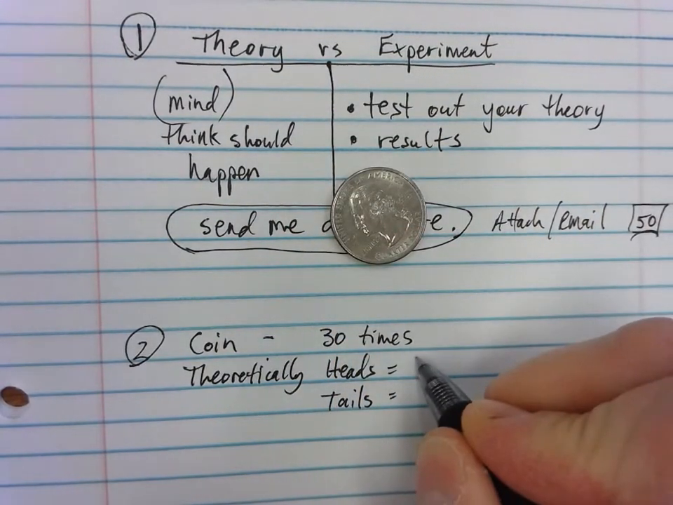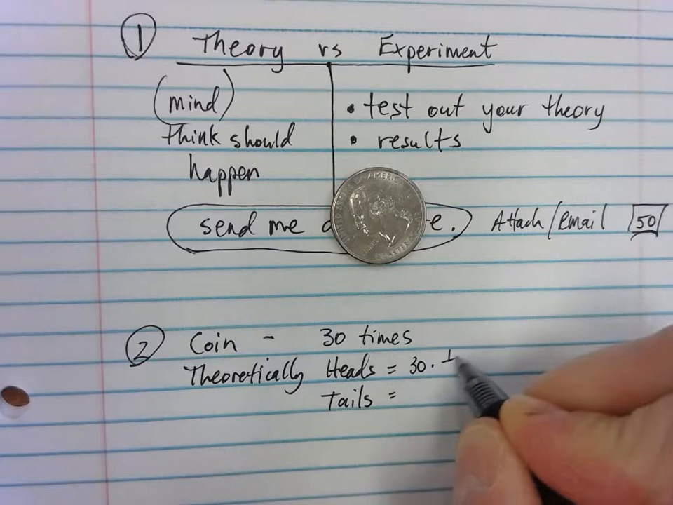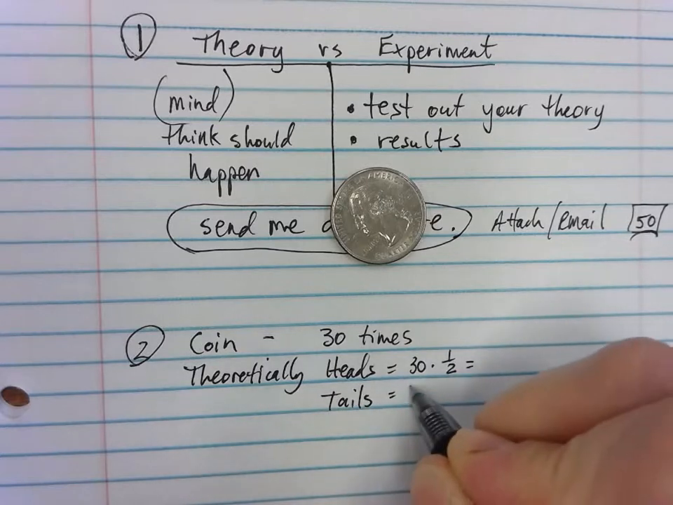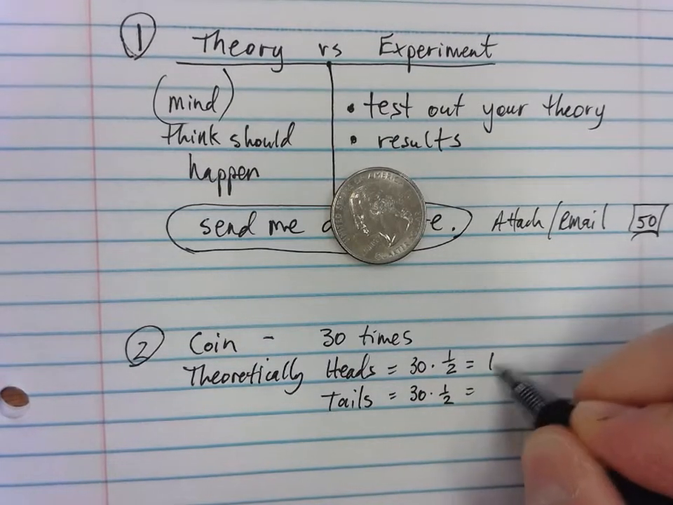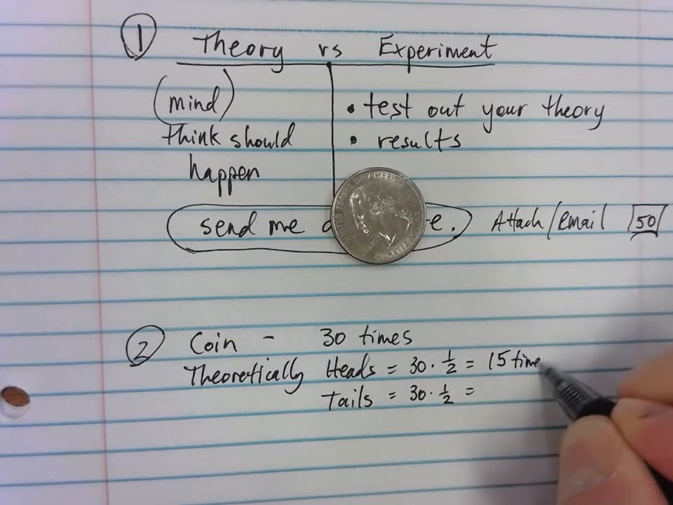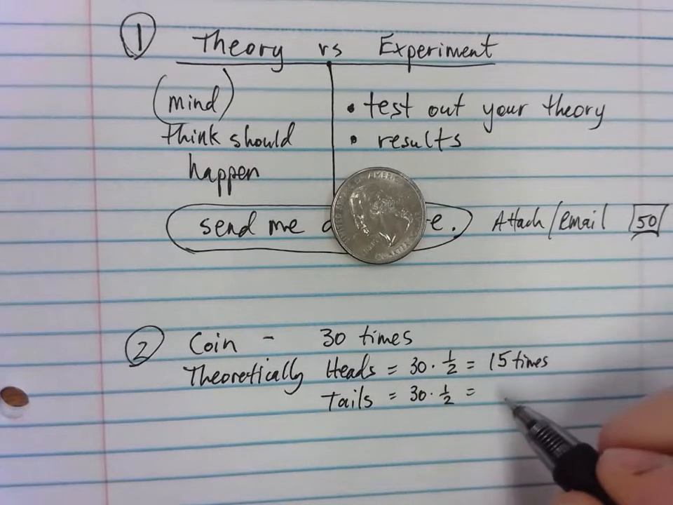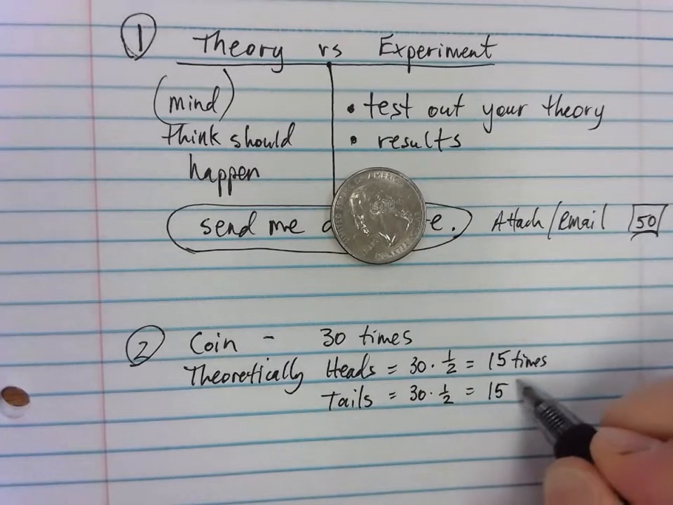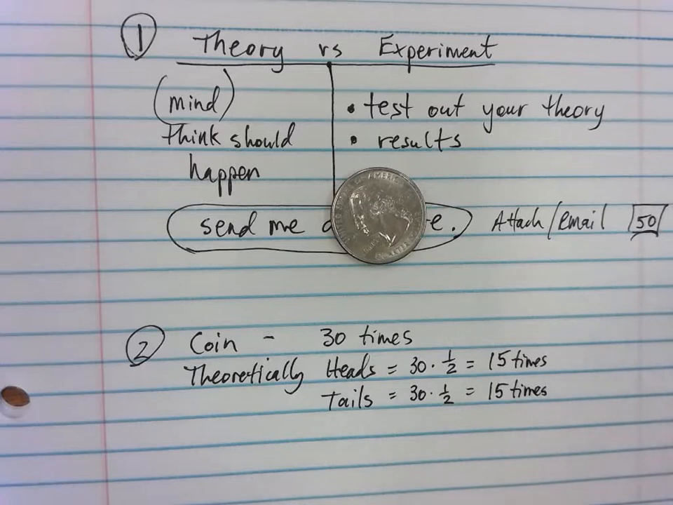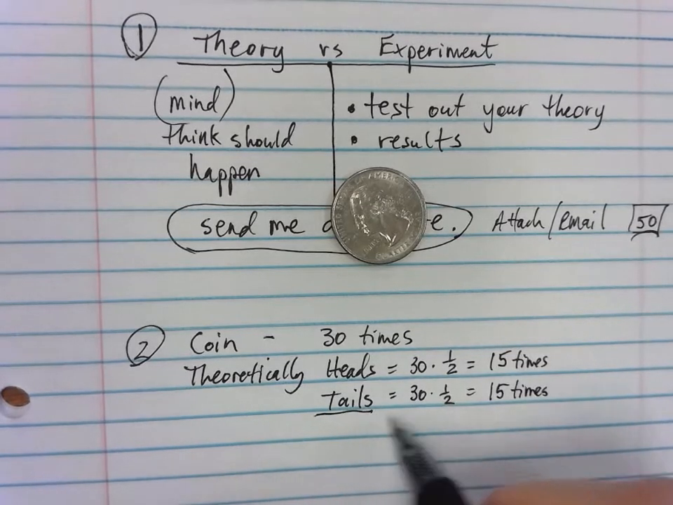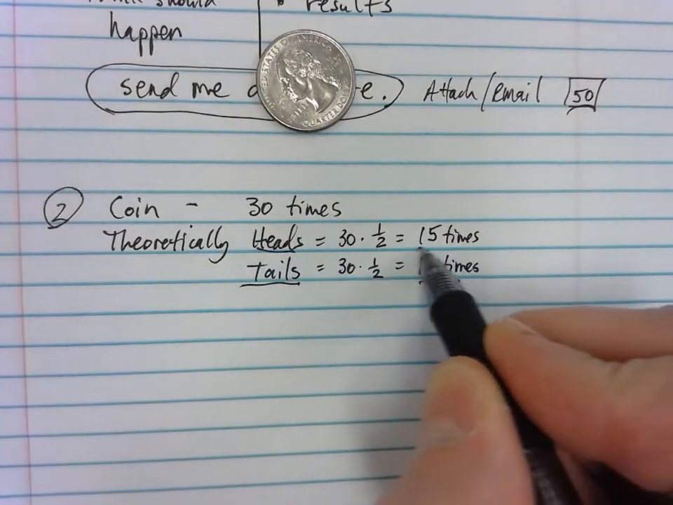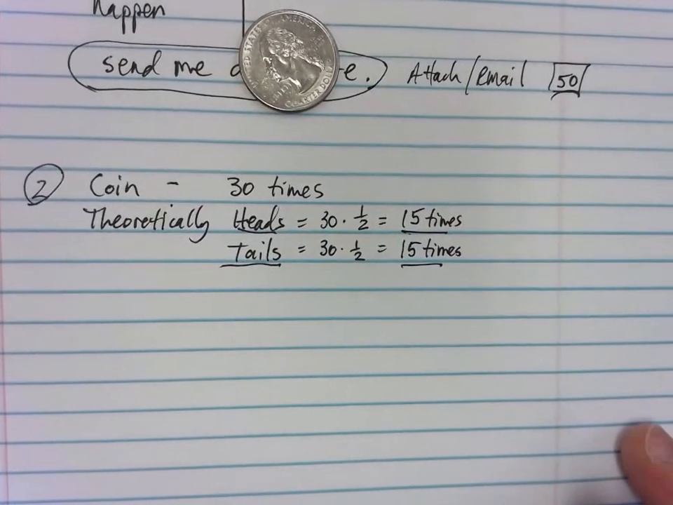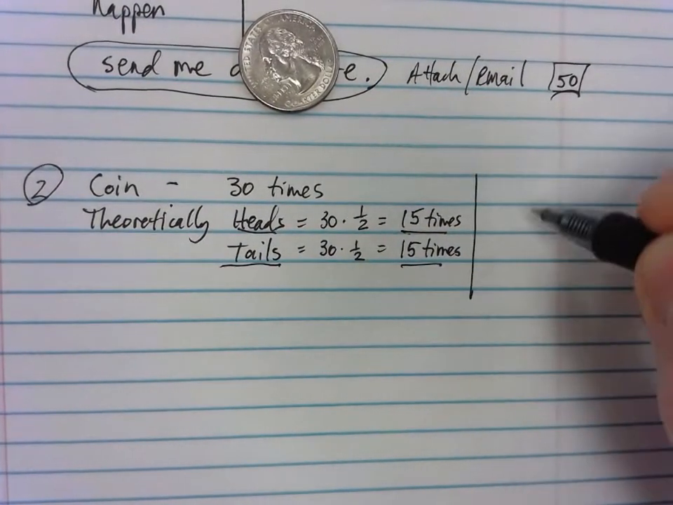So to get heads, you do 30 times a half, and to get tails, you do 30 times a half. Well, what's half of 30, smart folks? Half of 30 is 15. All right, and then tails would also be 15 times. So theoretically, in our mind, we should get tails 15 times. We should get heads 15 times. That's theory.